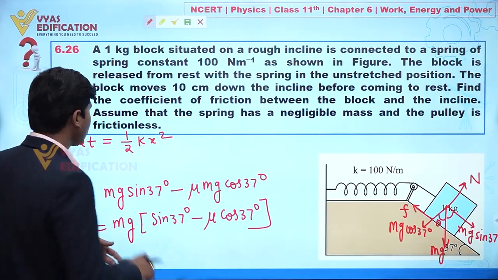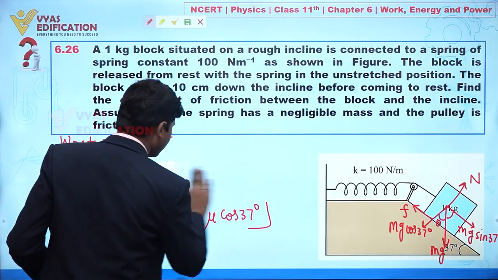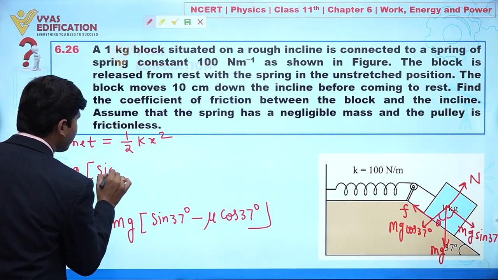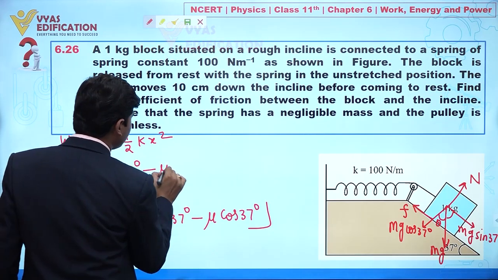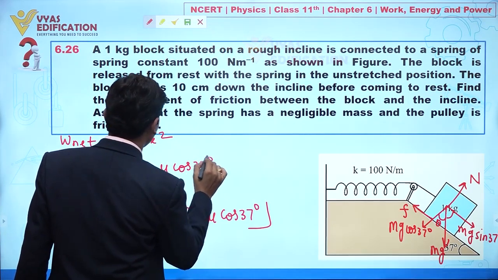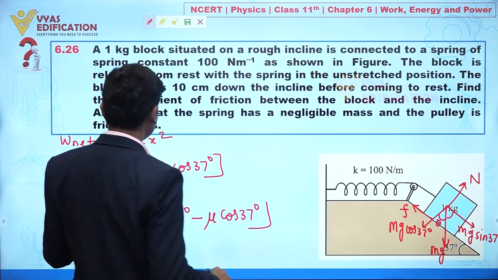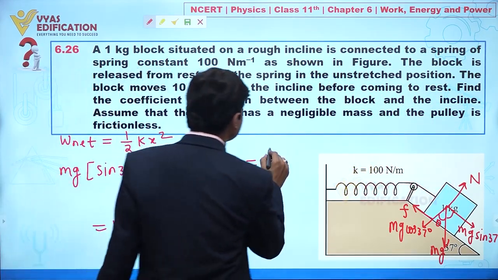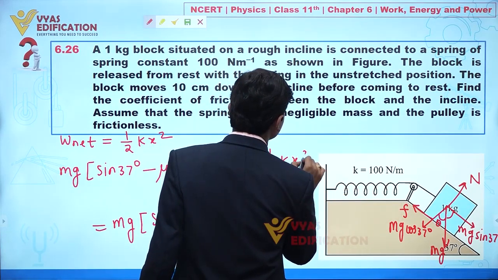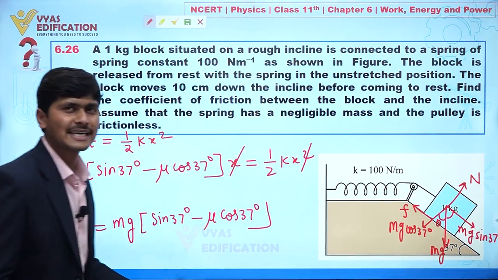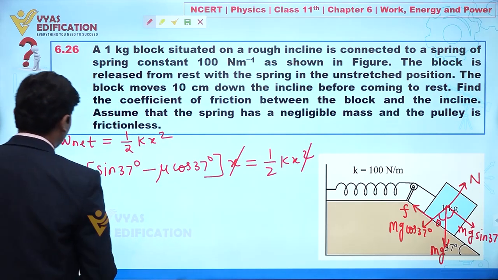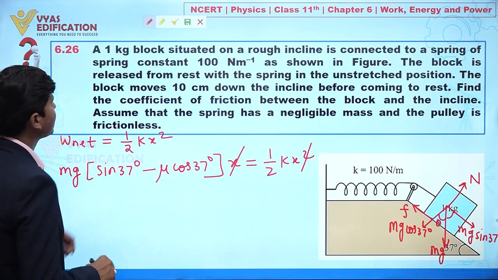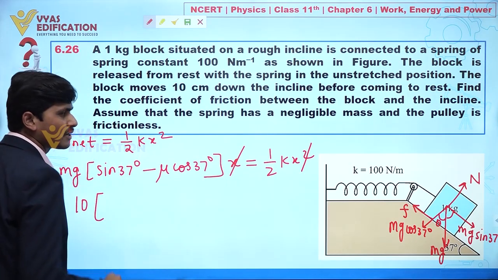So how can we write the net work done? Net work done is equal to mg times sine 37 minus mu cos 37, which is the net force, multiplied by the total distance covered x, and this is equal to half k x square. From here, x and x cancel out. Now the value of m is 1 and I take g as 10, so 10 sine 37.